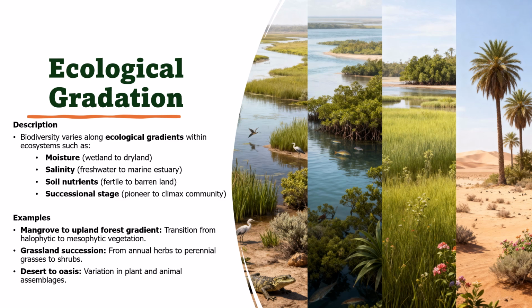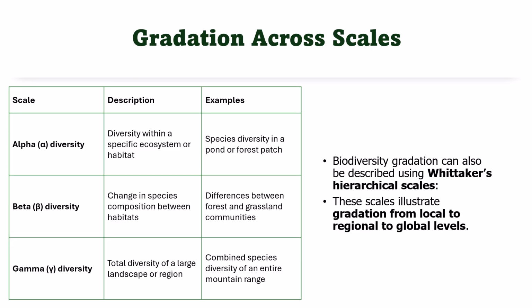In grassland succession, biodiversity progresses from pioneer herbs to stable shrub communities, while in desert to oasis systems, distinct plant and animal assemblages reflect adaptations to contrasting resource availability. Gradations across scales have been categorized by Whittaker into three scales, that is alpha, beta, and gamma diversity.